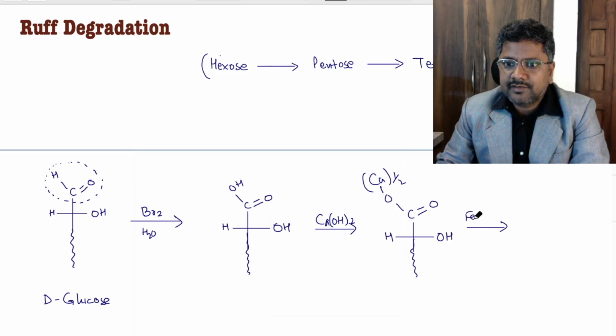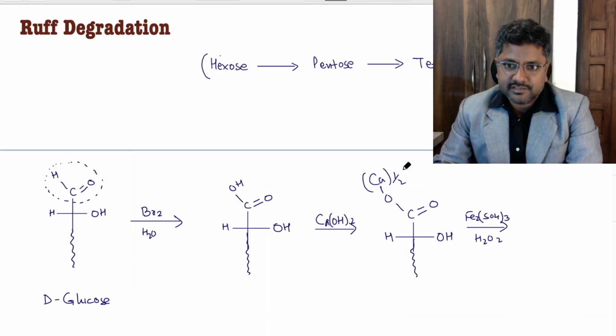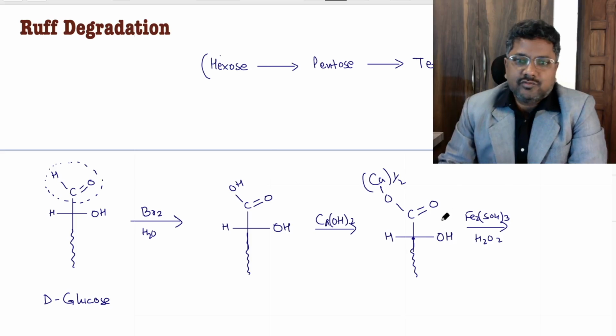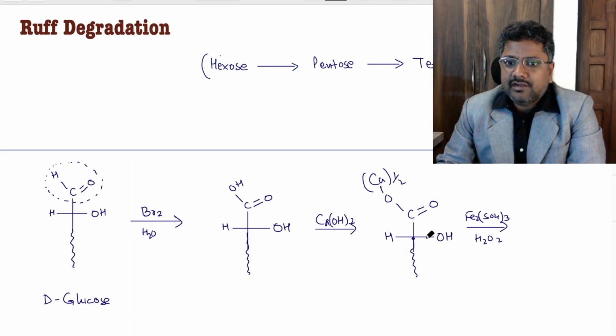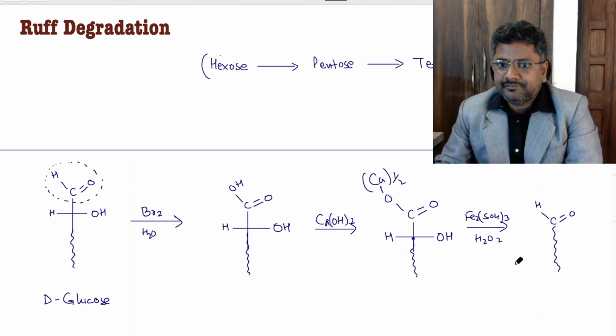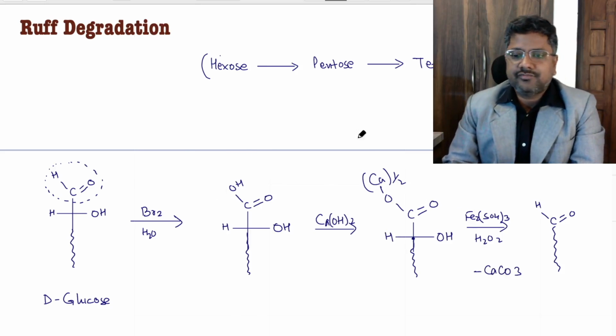If you use ferric sulfate, Fe2(SO4)3, and H2O2, this salt will convert into CHO, right? So this whole group will decarboxylate, and this carbon will oxidize into CHO. Carbon dioxide will be released, and minus calcium carbonate. Decarboxylation will take place, right? So this is the basis of Ruff degradation.